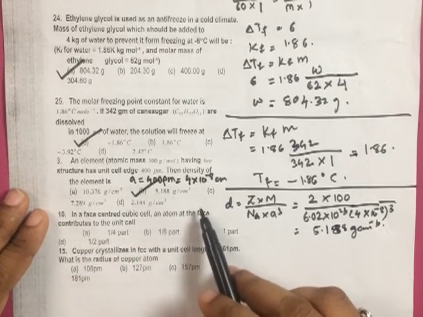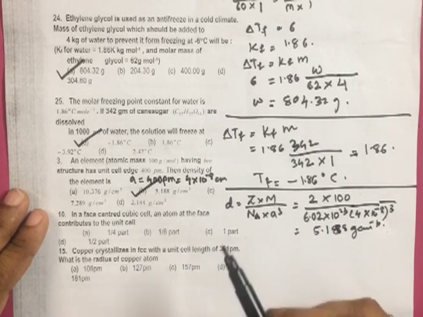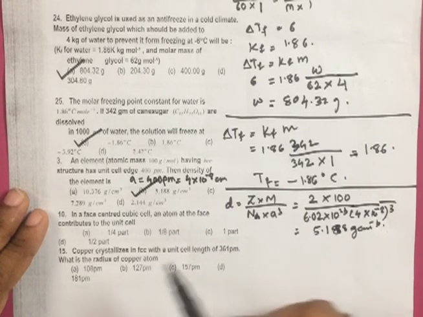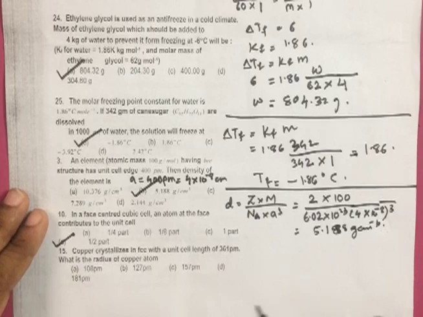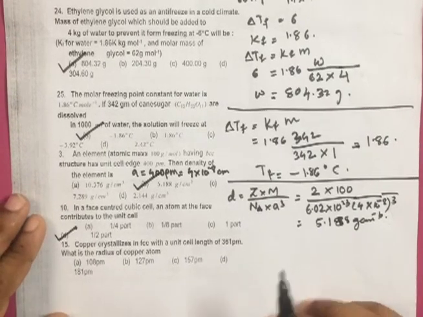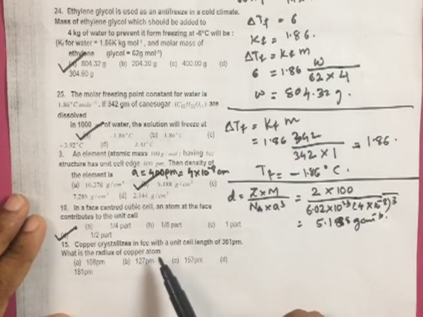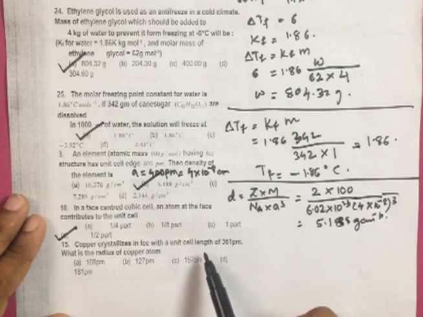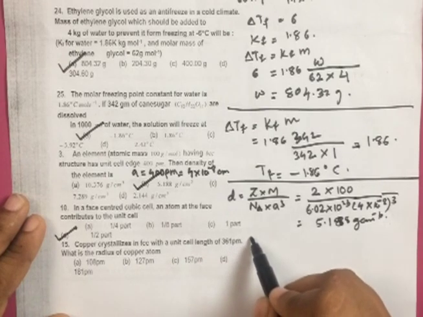Question number 10. In a face centered cubic cell, an atom at the face contributes to the unit cell. Each atom which is present at the face contributes half a portion to the unit cell. Therefore option D.